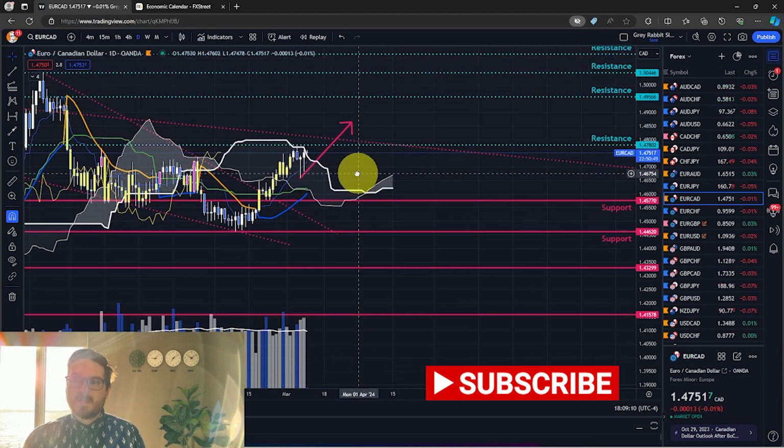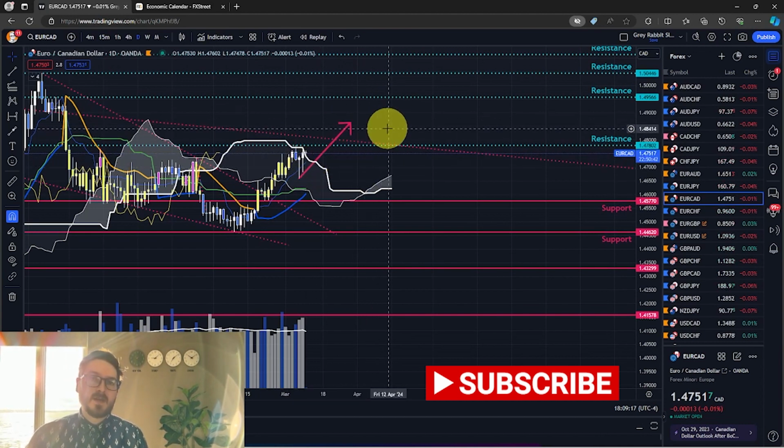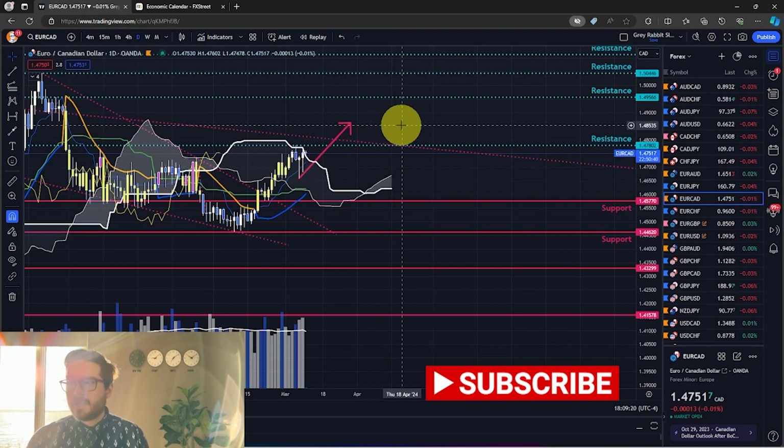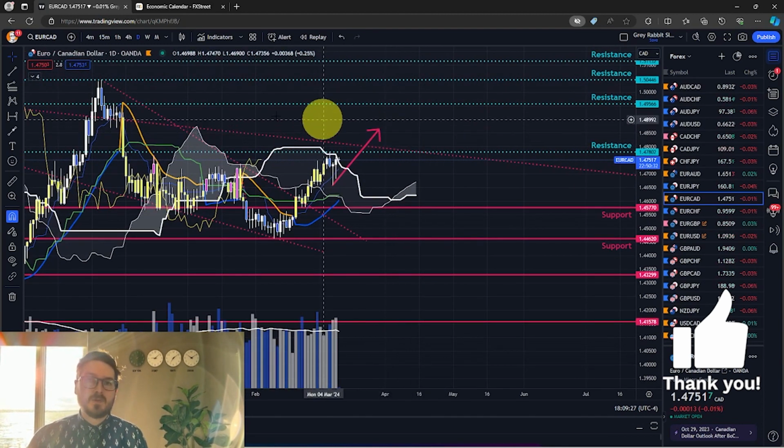So if we can confirm an N wave outside of the Senkou span B in the bullish direction, we can start to confirm a new bullish trend on the daily chart. But until we get that, this is just going to be a ranging market, perhaps in the Kumo cloud this week. So I most likely will not be trading this pair.